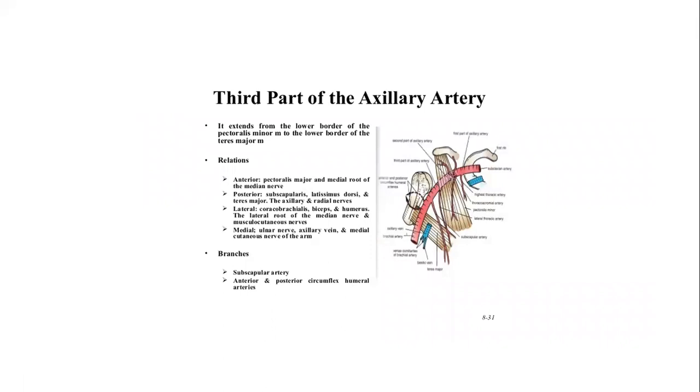The third part of axillary artery is related anteriorly with the pectoralis major and medial root of the median nerve, posteriorly with the subscapularis, latissimus dorsi, and teres major, laterally with the coracobrachialis, biceps, and humerus, the lateral root of the median nerve and musculocutaneous nerve, and medially it is related with the ulnar nerve, axillary vein, and medial cutaneous nerve of the arm.